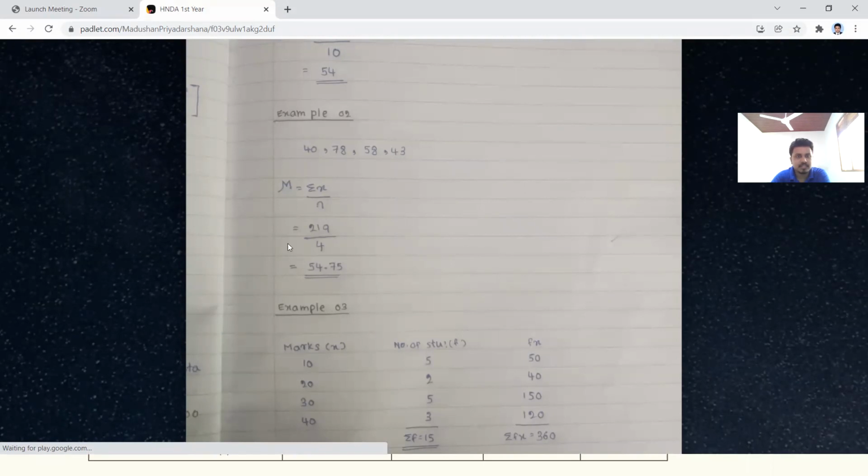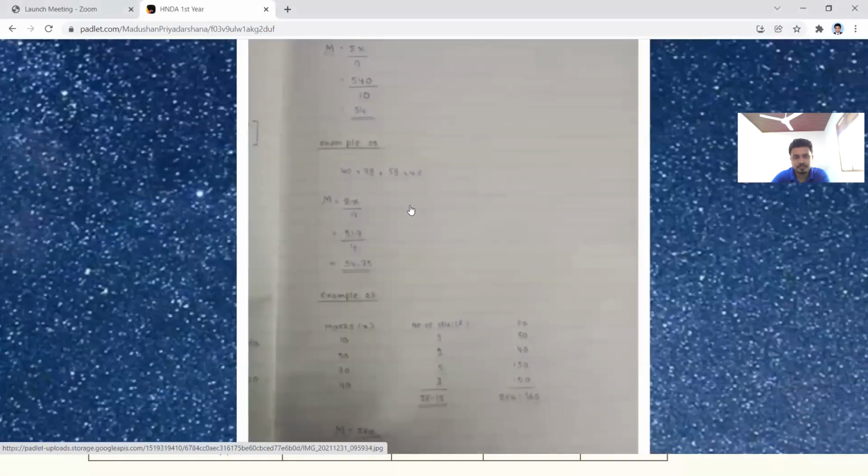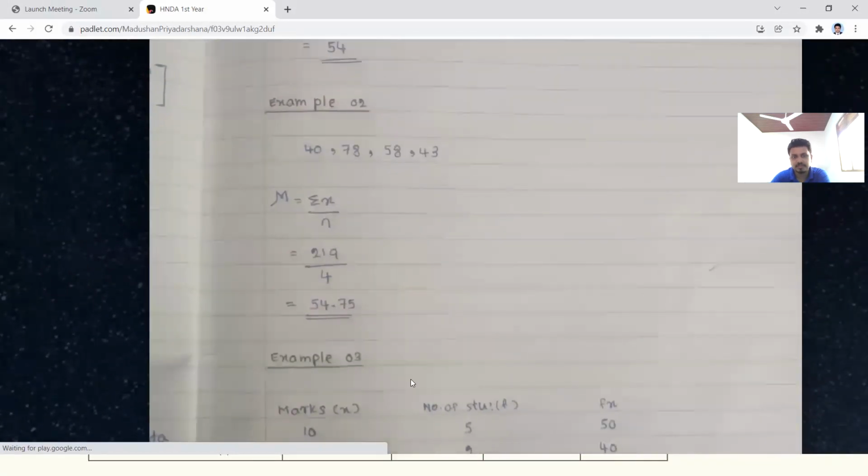What is wrong with this answer? Example number 2 here. What is the mistake that this student has done here? What's the mistake that this student has done here in example number 2? Yes, very good.